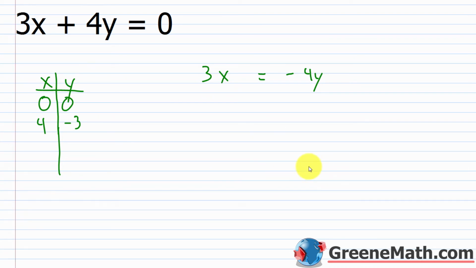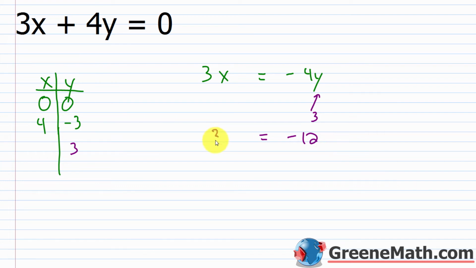If I'm looking for an easy point, I could say, what if y was 3? Well, if y was 3, I would get negative 12 over here. And I know negative 12 divided by 3 would give me an integer as well. So just look for little tricks like that where you can get yourself an integer to where you're not fighting with a decimal or a fraction.